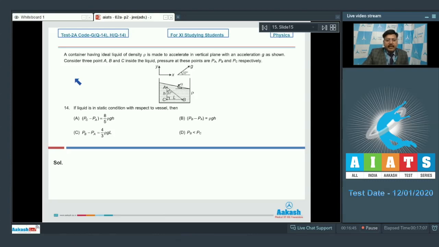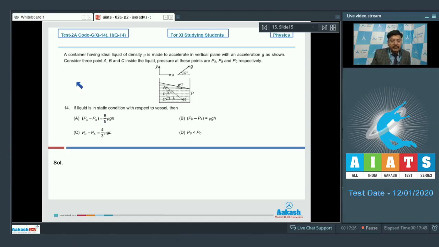Well, now we have the next paragraph, which says a container having ideal liquid of density rho is made to accelerate in a vertical plane with an acceleration g as shown. Consider 3 points A, B and C inside the liquid. Pressures at these points are PA, PB and PC respectively. This is the diagram given, and this is the direction of acceleration g, which is given to the container. Points A, B and C have been shown here. Question 14 says, if the liquid is in static condition with respect to the vessel, then PC minus PA is this much.